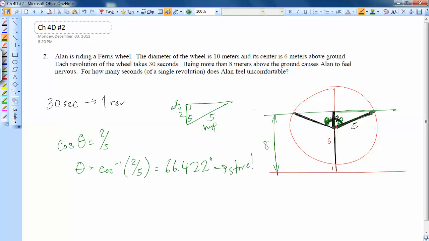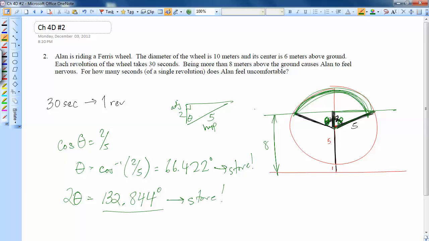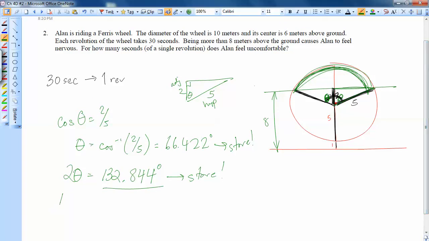Well, he's nervous for not 1 theta, but 2 theta degrees, right? So if I double that, then I'm going to get about 132.844 degrees. And again, you should store that. So Alan is nervous for 132 degrees out of the circle. So 132.844 degrees out of 360, he's nervous.